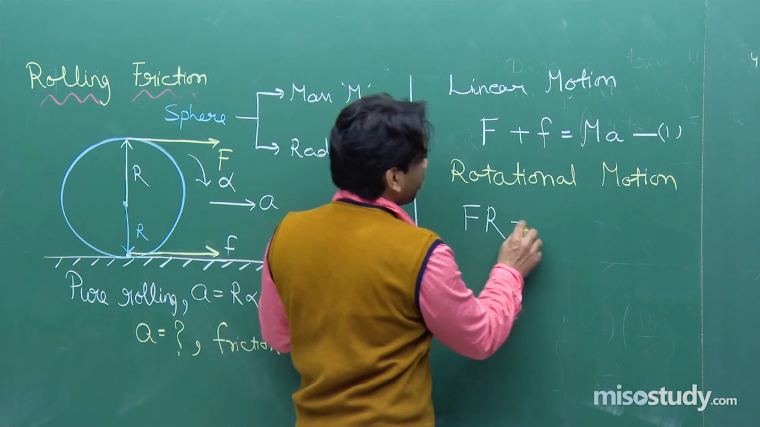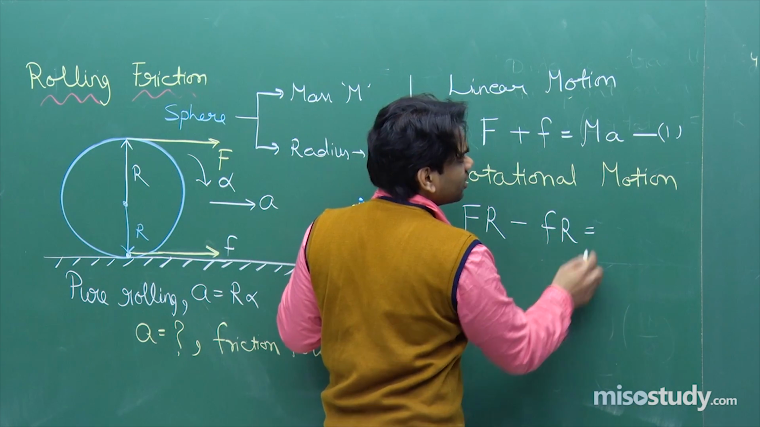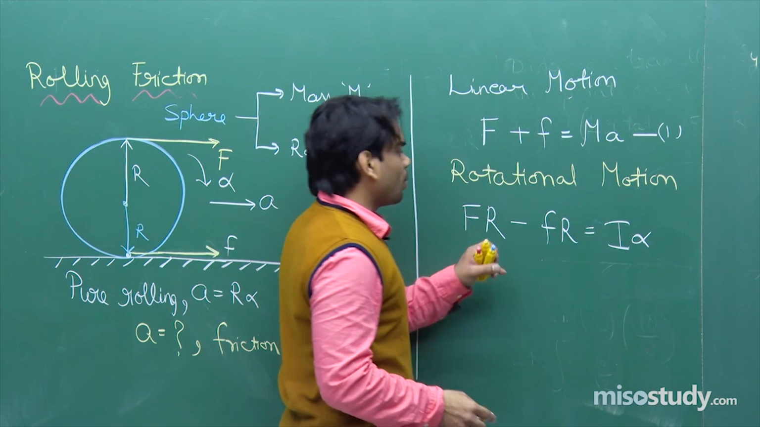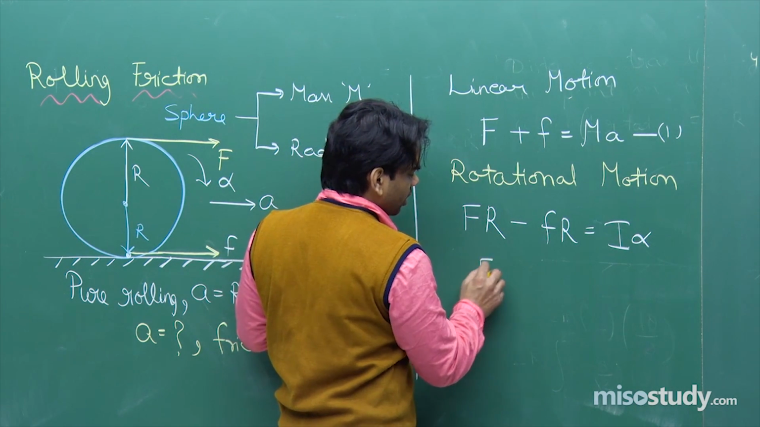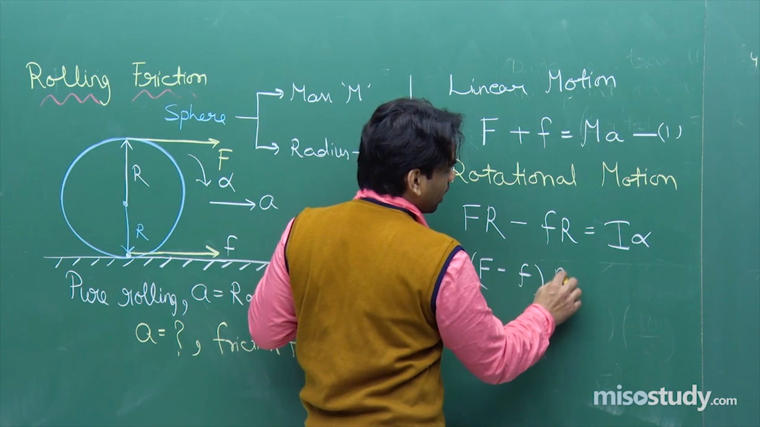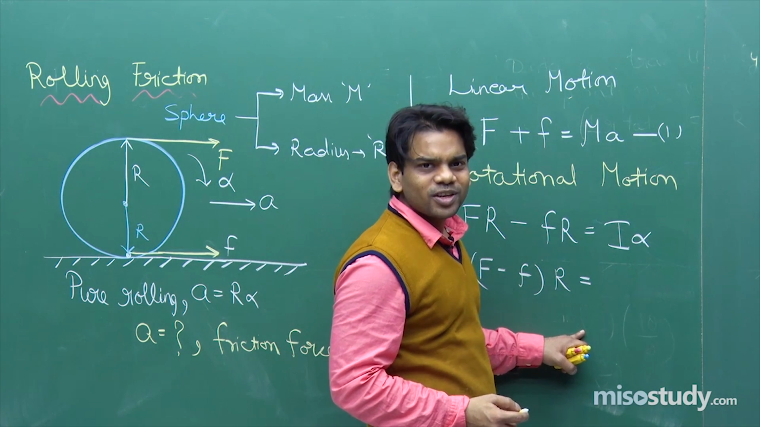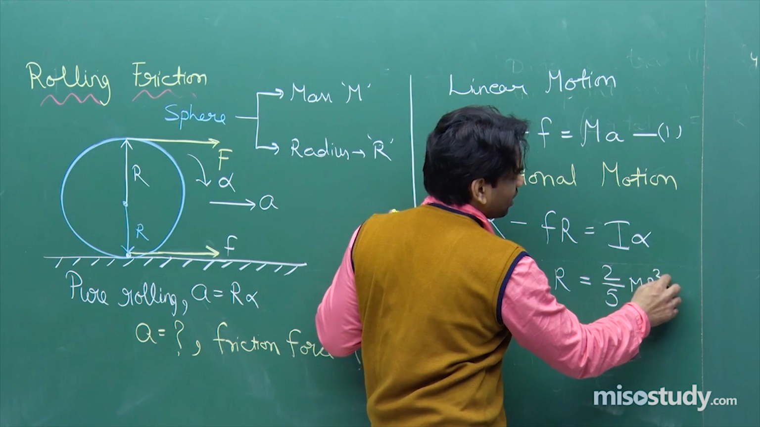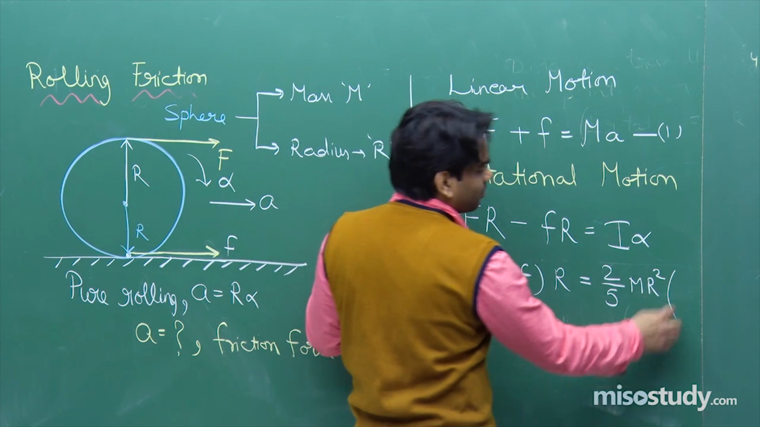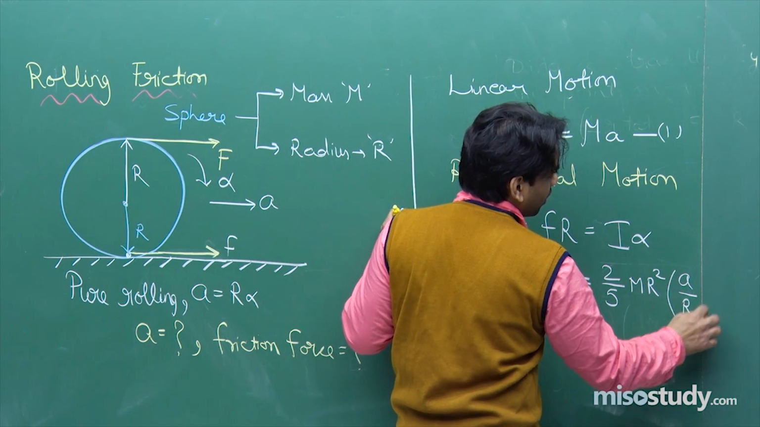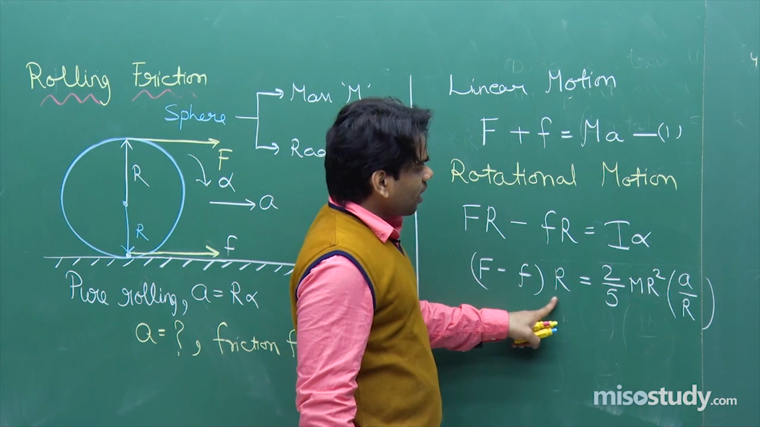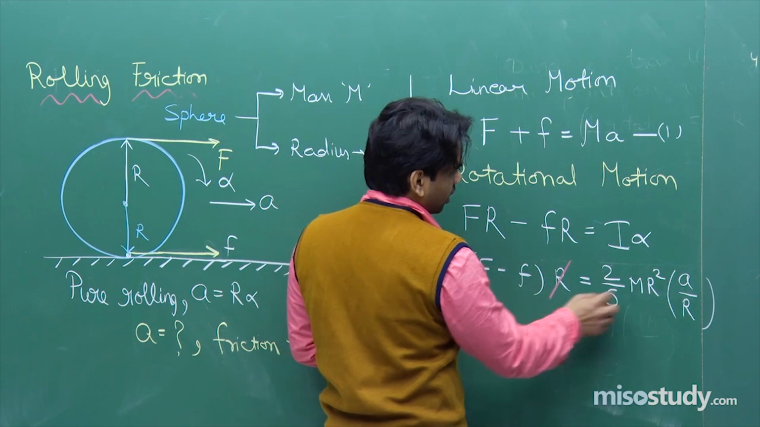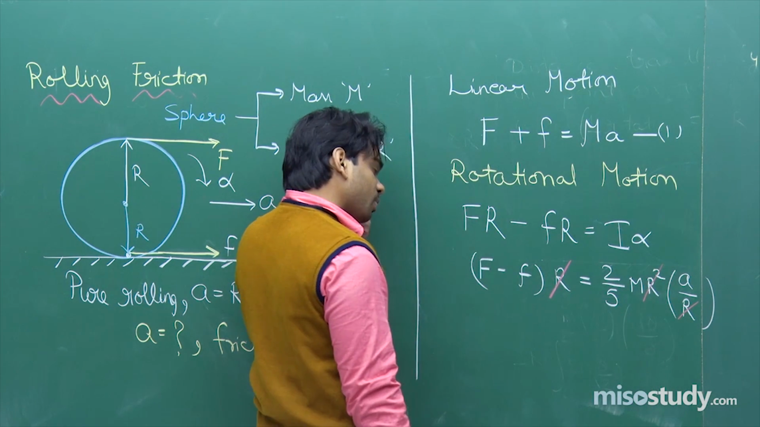So let me write the torque as F into R minus small f into R is equal to I into alpha. Let me open up this equation. We have F minus f into R is equal to I, the moment of inertia of a sphere for this axis, which is 2 by 5 M R square, and alpha we can replace as a by R, because a equals R alpha. One R will cancel out, and here also one R is there, so it cancels out the total R square. So the entire R will be cancelled out.